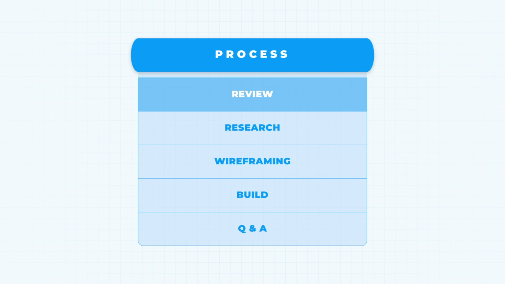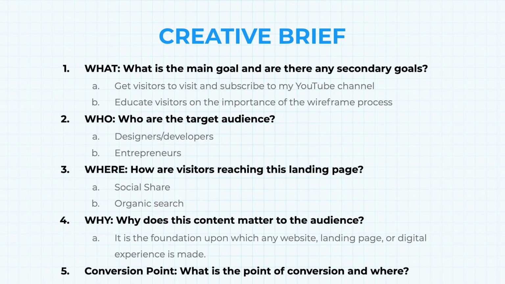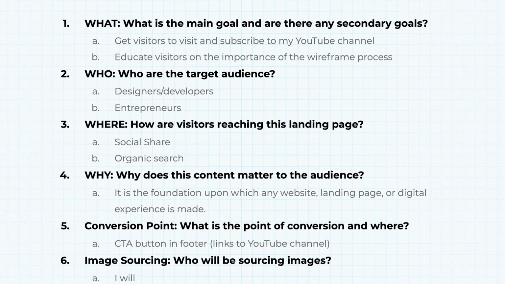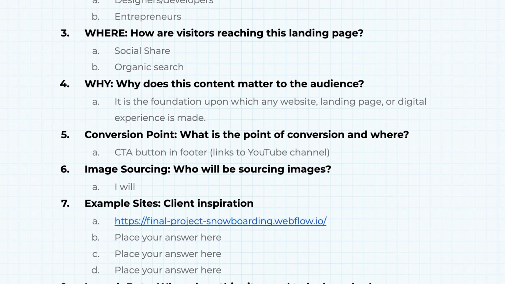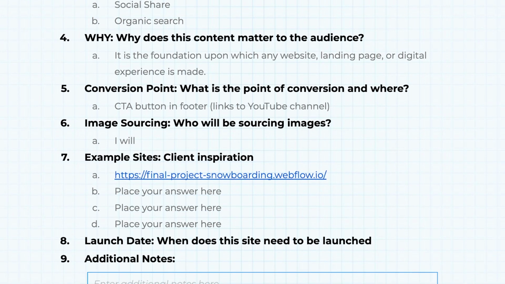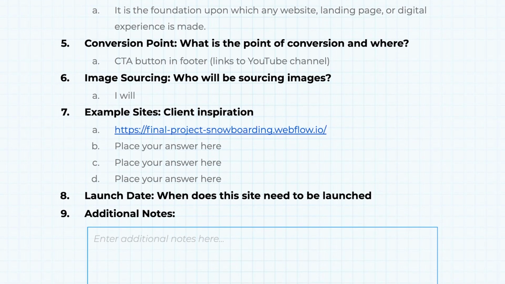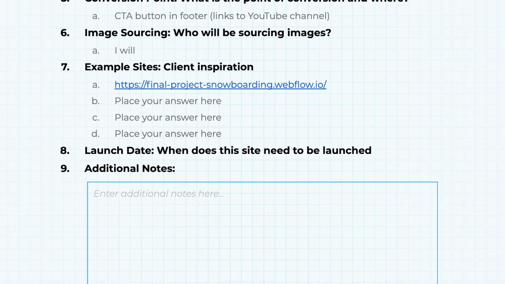First, you'll start out by reviewing the goals and purpose of the project. This is usually found in a creative brief and is typically filled out by the client. But for your practice projects, you can create your own. You will use this document to list out the goals, target audience, CTAs, and other relevant information that will guide you when creating your webpage.